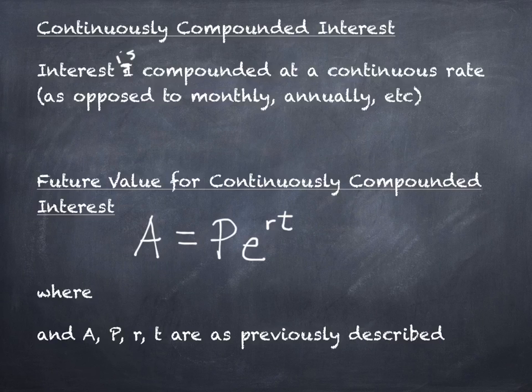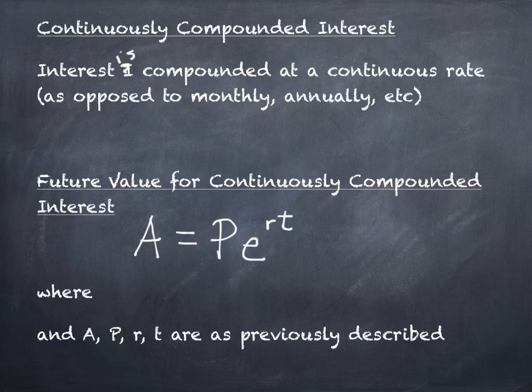A letter. There's no N. There's no 1, yes, but there's no N, right? What did N represent? How many times it was compounded per year? Well, we don't have a number of times per year anymore because this is continuously, so there's no N for that reason.